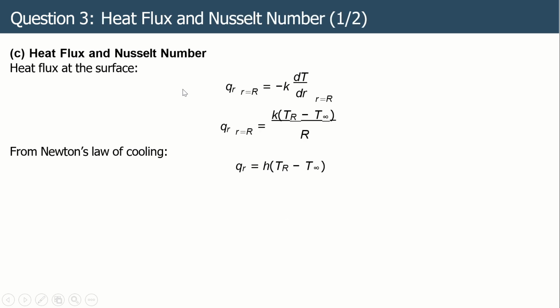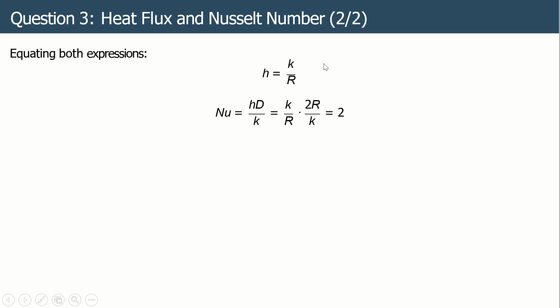Then part C, heat flux and Nusselt number. As we know, the heat flux from Fourier's law is this, and after putting the differential temperature (T_R minus T infinity) over R in place of dT/dr, we will be getting this, and this is from Fourier's law. From Newton's law of cooling, we have q_r equals h(T_R minus T infinity). After equating these two, we get this. h is equal to k by R, and Nusselt number is equal to hD by k. Putting h equal to k by R, we will be getting Nusselt number equal to 2.